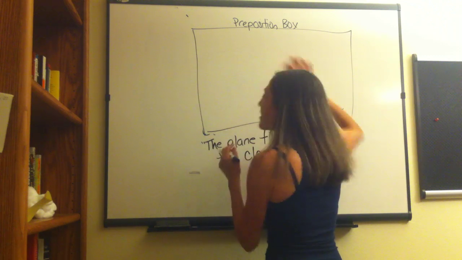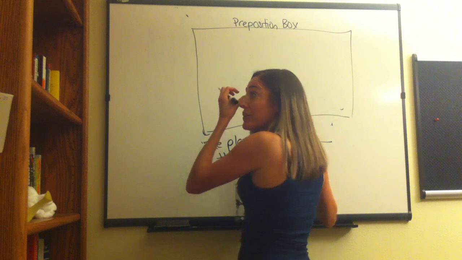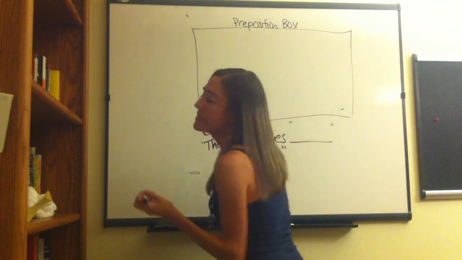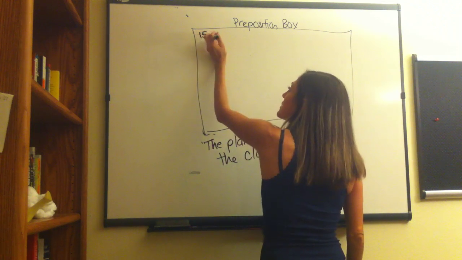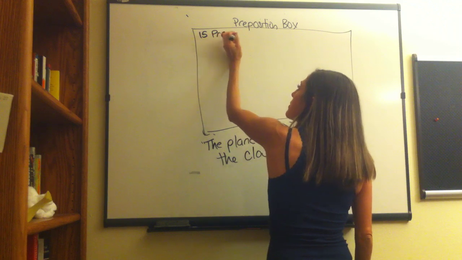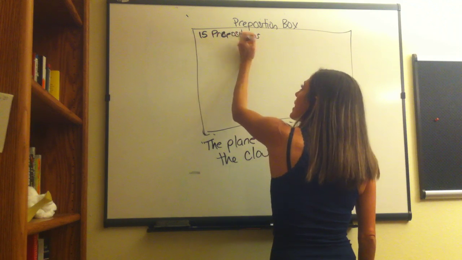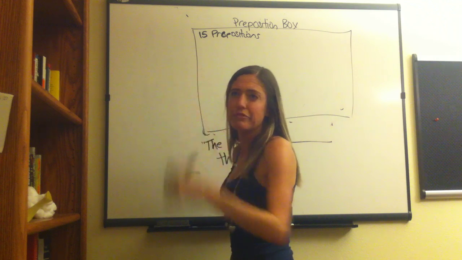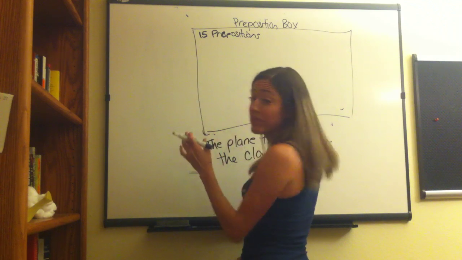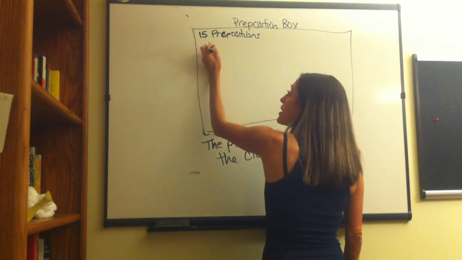So in your preposition box, I want you to think back to that beautiful cloud example that I gave you. And I want you to write, oh goodness, I don't know, 15 prepositions. I think you can think of at least 15. Okay, there's like 40 something, 40 or 50. So I think you can think of 15. So just go ahead and write them.